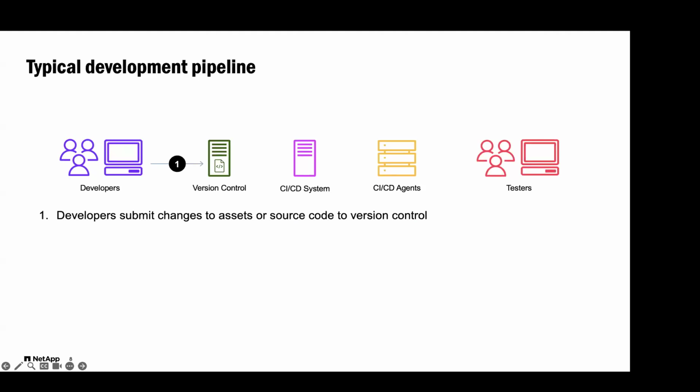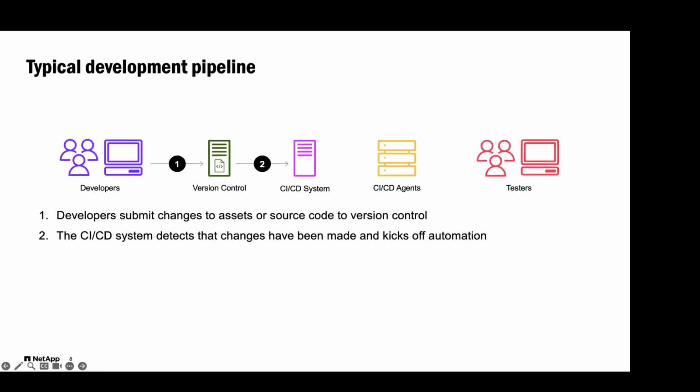But regardless of what your repo is for version control, they'll go there once they're ready to be viewed. Now, when changes are submitted to version control, this usually triggers the CI/CD system to do some work. And maybe a build needs to occur, tests need to be run off of that build. But the CI/CD system's just kind of the boss or a conductor, so it's delegating jobs to agents.